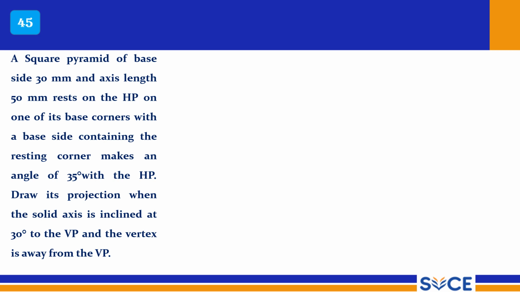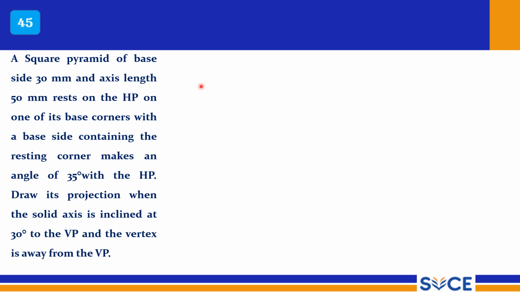A square pyramid of base side 30 mm and axis length 50 mm rests on the HP on one of its base corners, with a base side containing the resting corner making an angle of 35 degrees with HP. Draw its projections when the solid axis is inclined to VP. The vertex is away from the VP, right? So the vertex is away from VP. You have to draw it away, right?